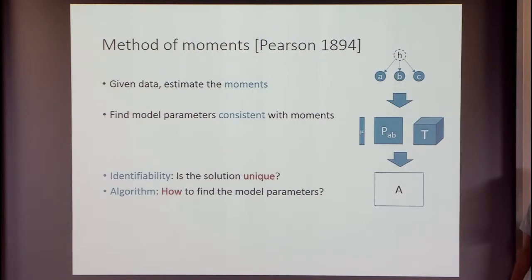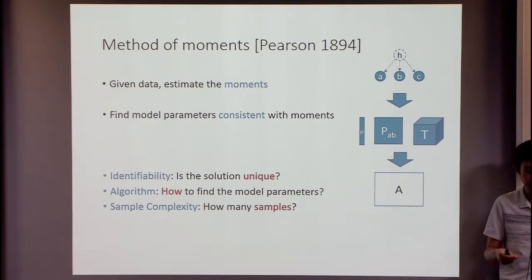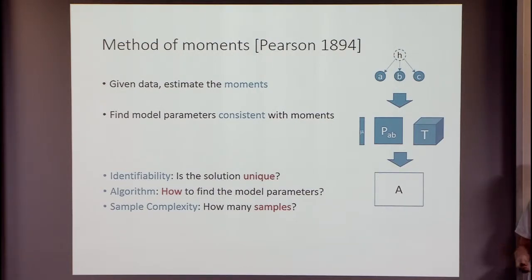And finally, if we have an algorithm, a problem that's very important in practice is what is the sample complexity of this algorithm? Because in practice, we can estimate all these moments, but we don't have infinitely many samples. So the moments we get are only going to be accurate up to some epsilon error. So how many samples do we need until these moments are accurate enough for the algorithm to recover a reasonable set of parameters? That is also something that's really important when we want to apply method of moments. For now, let's first focus on the first two parts, identifiability and algorithm. Only towards the end, I will talk briefly about sample complexity.